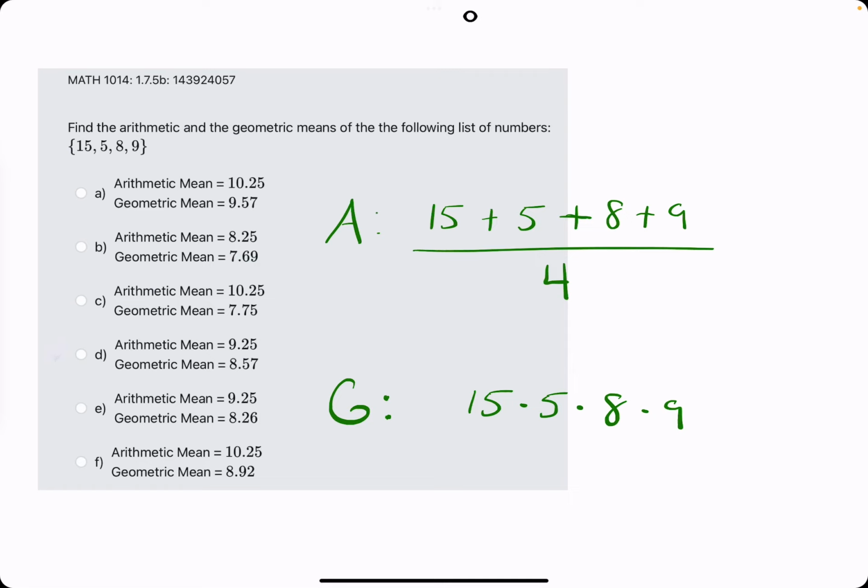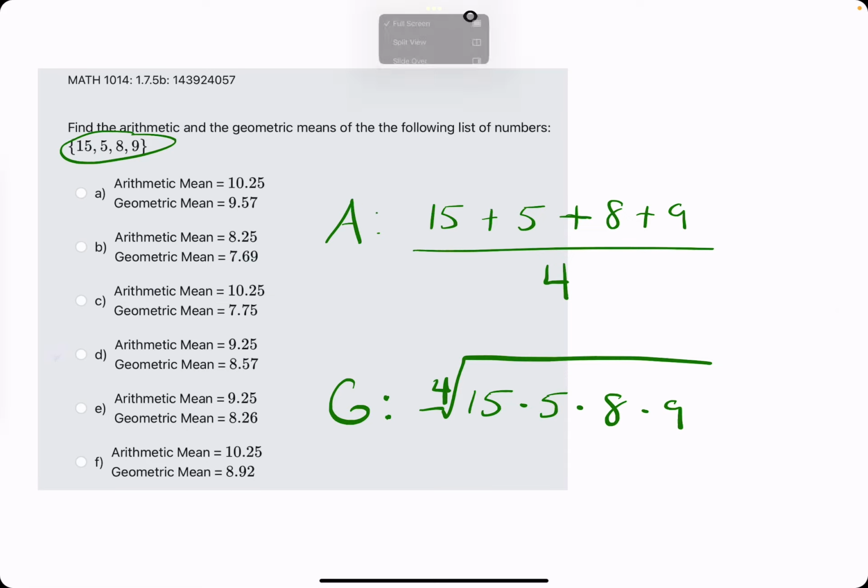Now we are going to take the nth root depending on n, which is the number of values that there are. So if there were 3 values in this set, we would take the cube root. But in this case, there are 4 values in our set. 4 values means we want to take the 4th root of this product here.